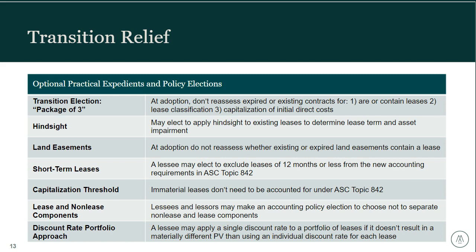As always, materiality is king. They explicitly state we don't have to assess immaterial leases. There's an accounting policy election here with lease and non-lease components that we'll get into in a little bit more detail. And then the discount rate portfolio approach, which we will also get into in some more detail. We've recently had yet another update to the standards, to the guidance for discount rates for private companies. So we'll get into that in more detail.